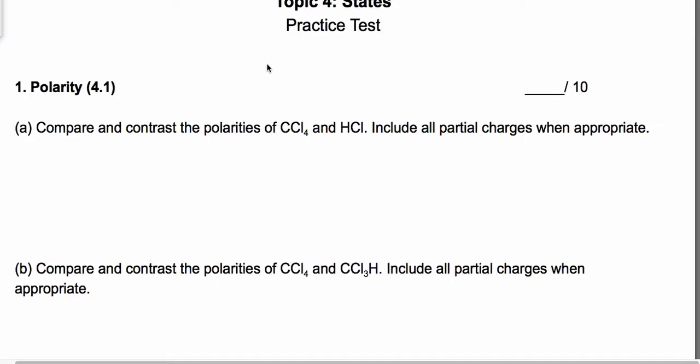Okay, so in order to compare any polarities, you have to draw the Lewis structures. I'm not going to draw electrons on the outside here just for the sake of this, but on the quiz you definitely need to. So that's a tetrahedral molecule. We see that Cl is pulling on the electrons in all regions.